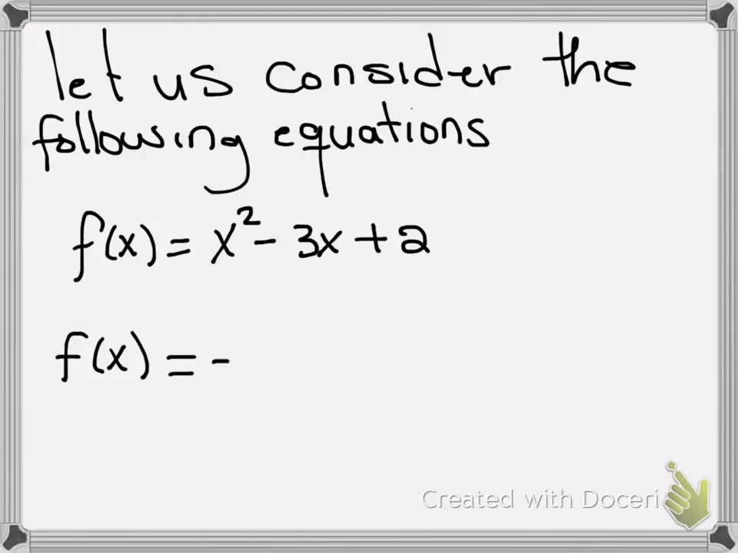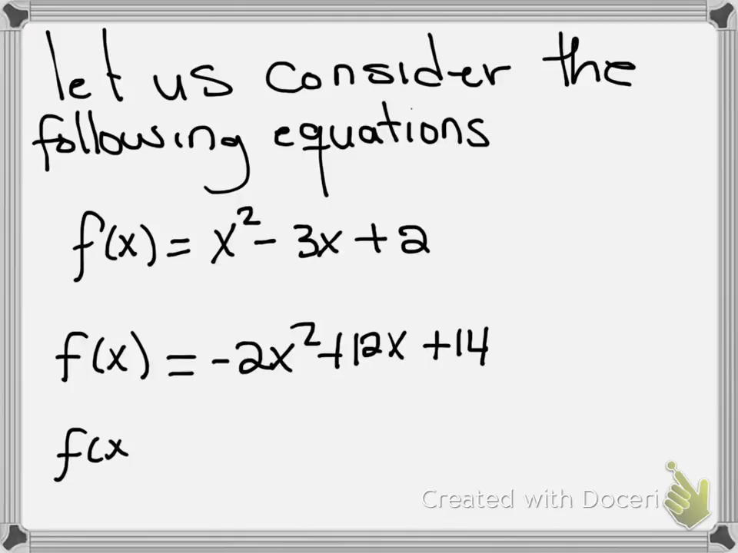Let's consider these functions. f of x equals x squared minus 3x plus 2, and f of x equals negative 2x squared plus 12x plus 14, and f of x equals negative x squared plus 5x plus 6. I would like you to try to factor or go through all the steps and graph each function, okay? And I hope you find this feasible, and practice, and we go from there.